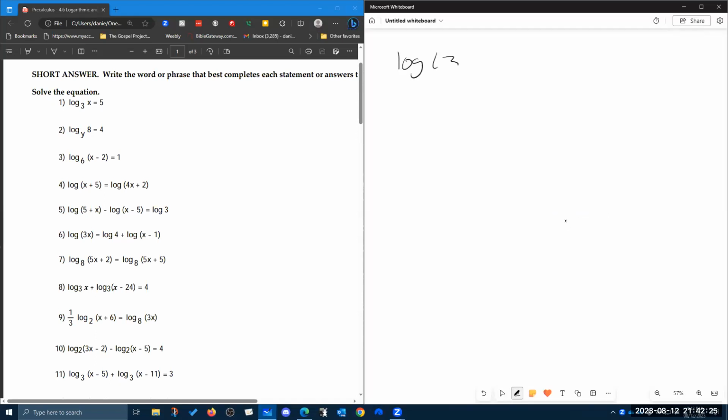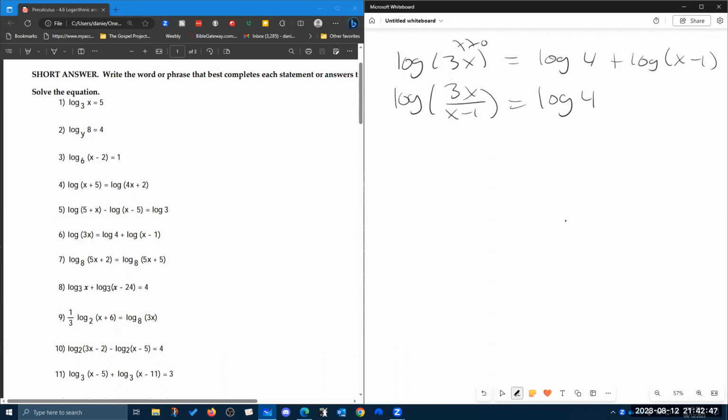Log of 3x equals log of 4 plus log of x minus 1. Let's bring this log from the right over here to the left and make this log of 3x over x minus 1 is equal to log of 4. Since x minus 1 is greater than 0, this is x greater than 1. Greater than 1 is my domain for the whole thing.